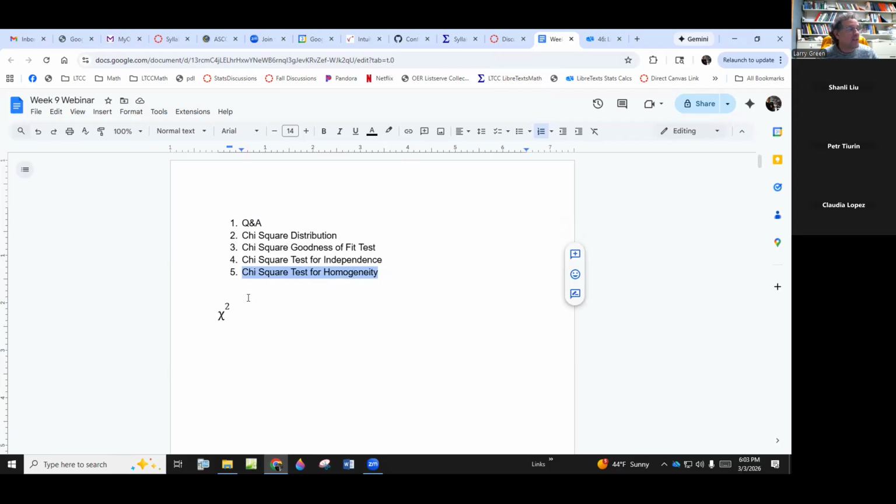And just to let you know, this is chi-squared. The chi kind of looks like an X, but it's not. It's a Greek letter, and it's pronounced chi, and then it's squared. So that's just a note.